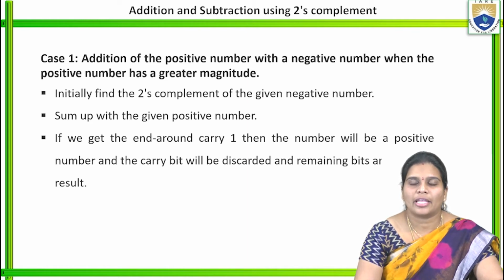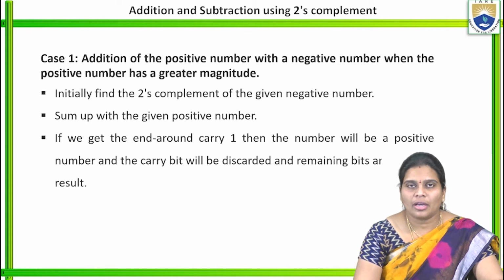So indirectly we are adding the two binary values. To reduce the complexity, we are adding these two bits. Here we apply the same procedure and the same cases: larger number minus smaller number, and smaller number minus larger number. In the first case, addition of a positive number with a negative number when the positive number has a greater magnitude, we are taking the greater number minus the smaller number.